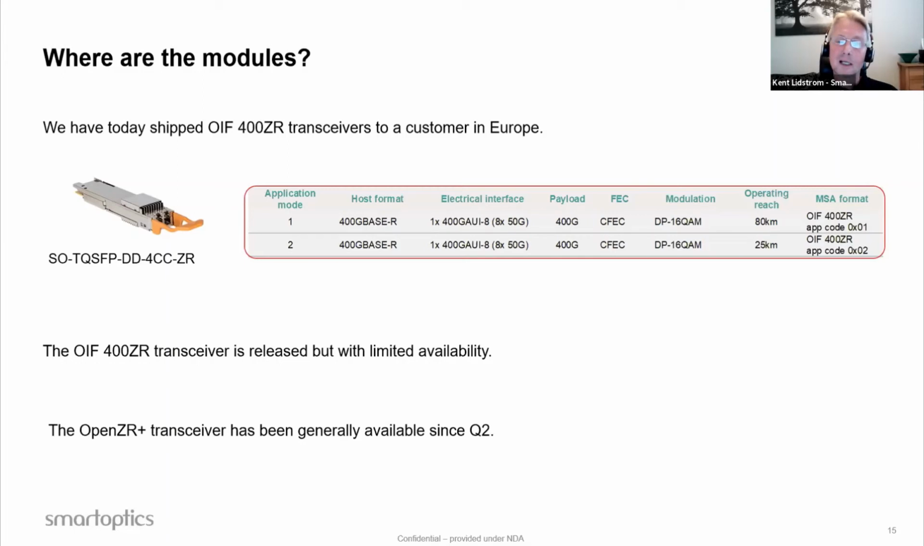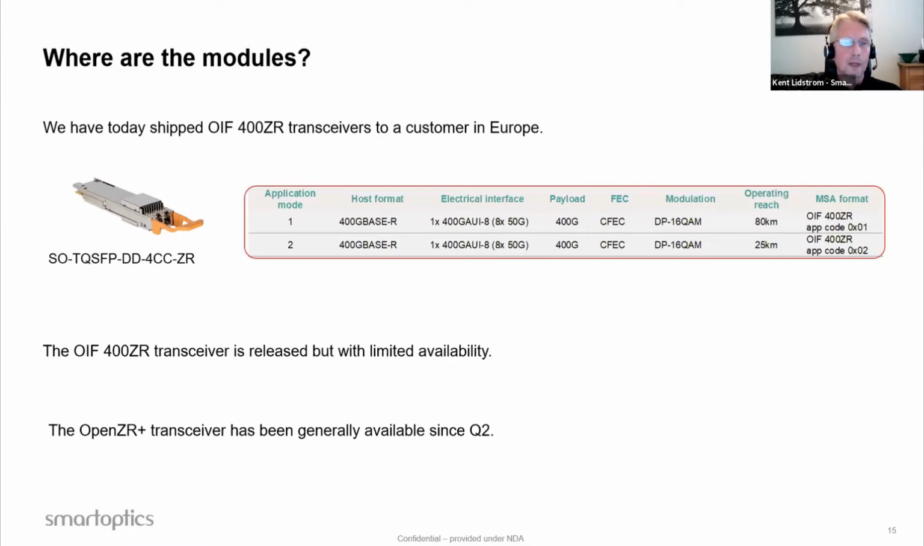The OpenZR+ transceivers that we have today do have 11 different application modes. For example, they have one application mode for 3 times 100 gig into a 300 gig line rate, and so on. And they will all come with a different set of specifications, both on the transmit power and receive power. So you have to be aware of the fact that those are adaptive. Depending on how you use them, they will actually have different specifications. So that's something that you should be aware of.